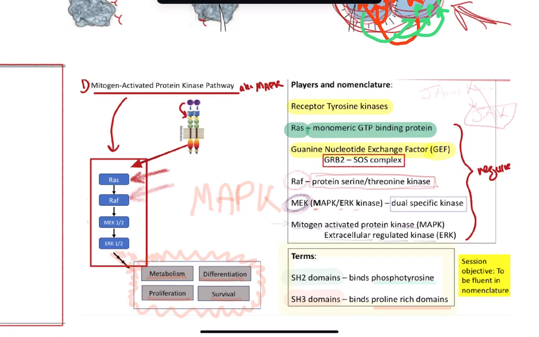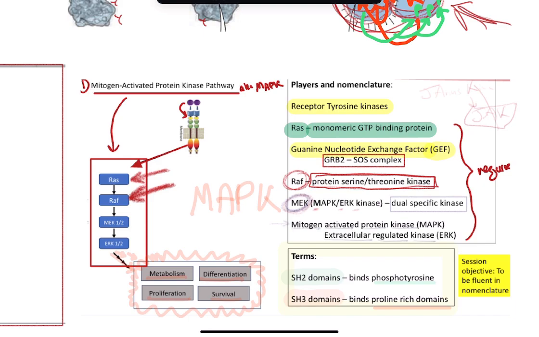RAF, okay, all right, we're moving down the line here. So that's the next thing that we see in there. RAF is our protein serine threonine kinase. Okay, we talked about this. We talked about the different serine threonine kinases, and how they're distinct but related to the tyrosine receptor kinases, and non-receptor tyrosine kinases. We'll talk about the difference as we move forward. But RAF, okay, so we have RAS and RAF. These are two different things.